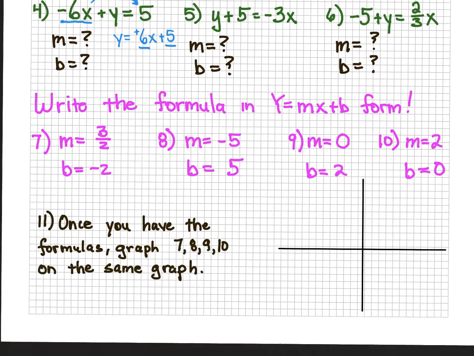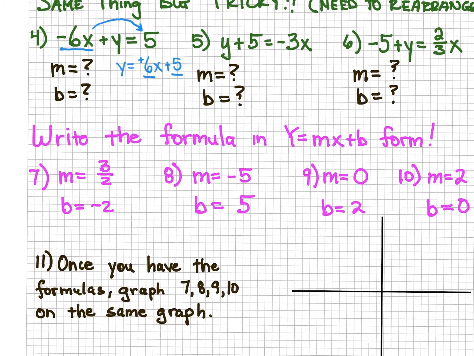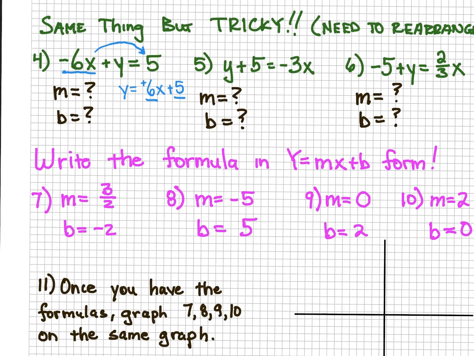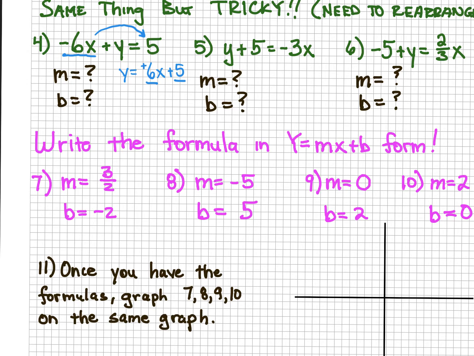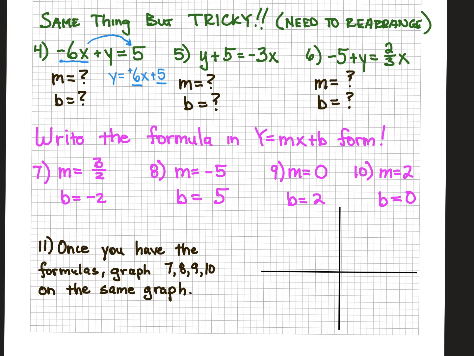All right, for 7, 8, and 9, basically do the opposite of what we just did. Instead of giving you the formula and you tell me the m and the b, you give me the formula if my m and b are given down there. So for 7, the slope is 3/2. The y-intercept is -2. For 8, the slope is -5. The y-intercept is +5. For 9, the slope is 0 and the y-intercept is 2.